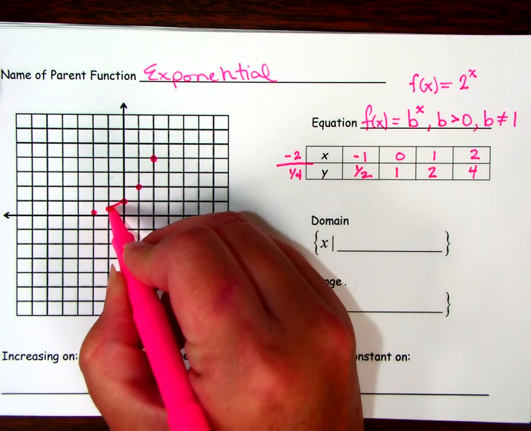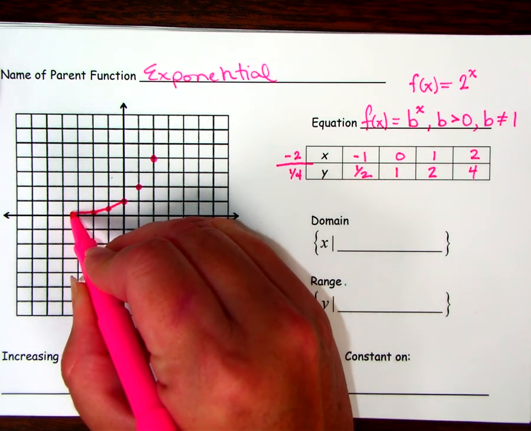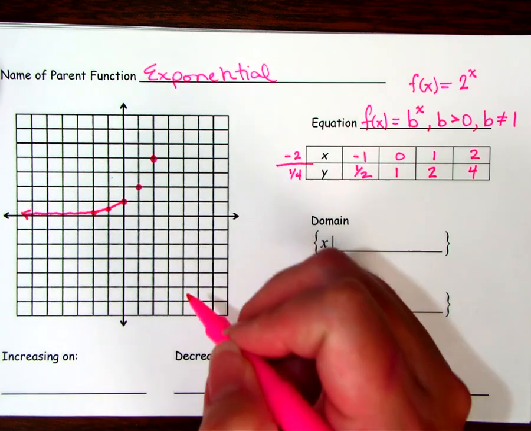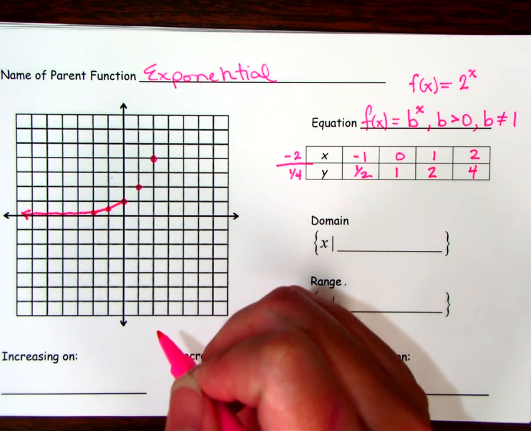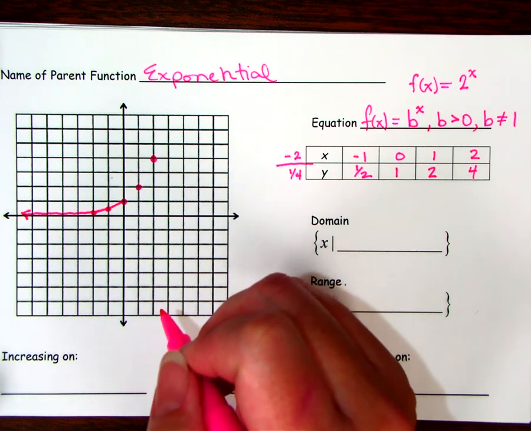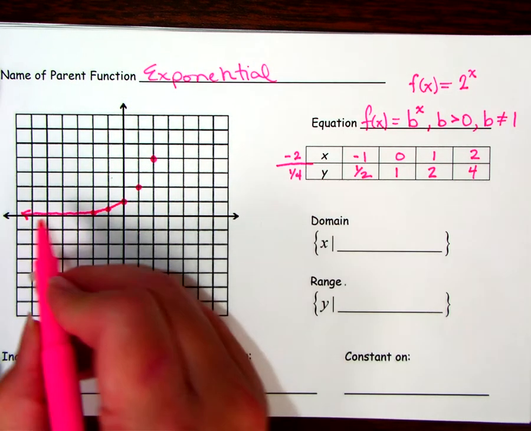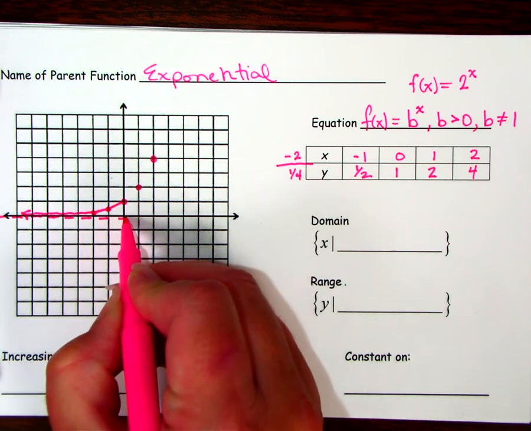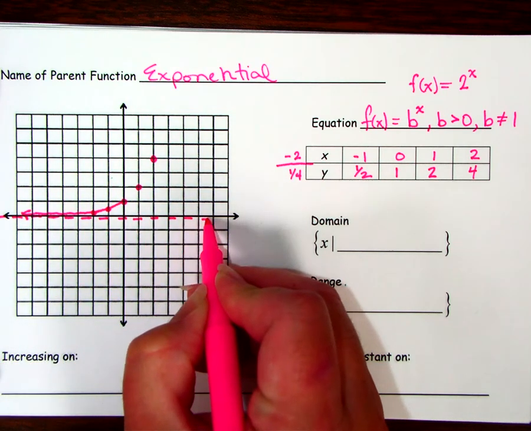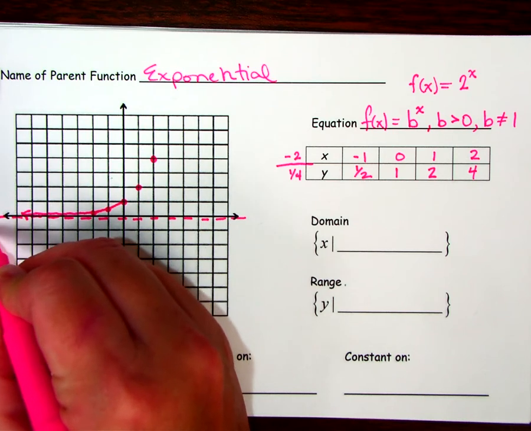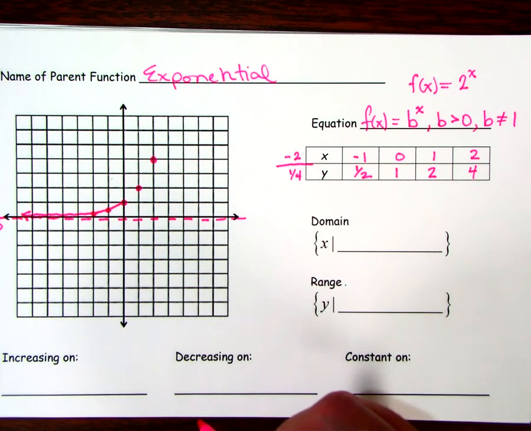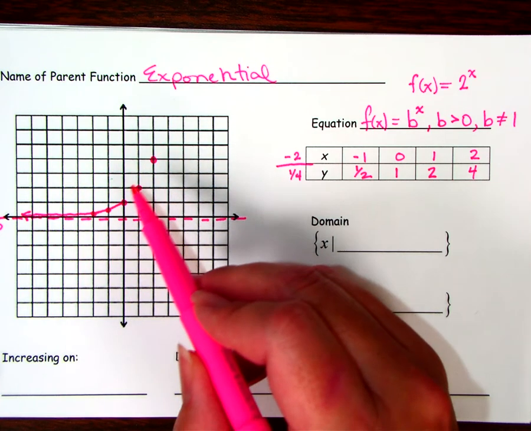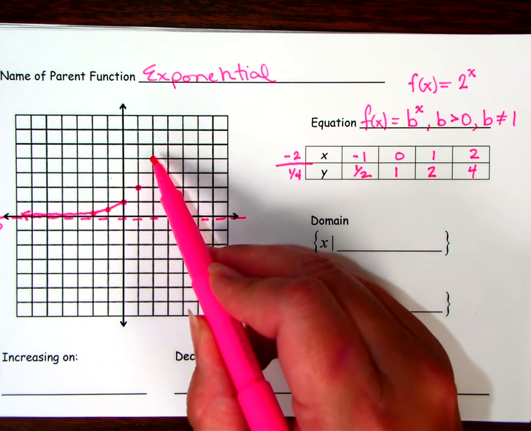So as I move out this direction, it looks like the values are getting closer and closer to 0, which lets me know that there's an asymptote going on there. This graph is getting close to that value. So there's actually a horizontal asymptote here. The equation of that asymptote is y equals 0. Now as I look to the right of this on this graph, it looks like the y values are increasing.